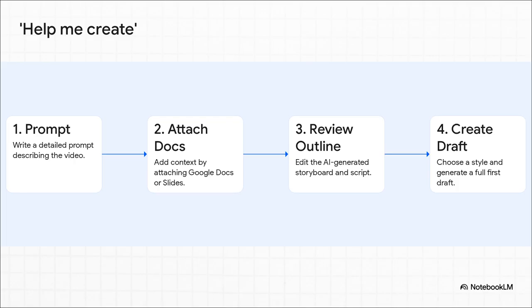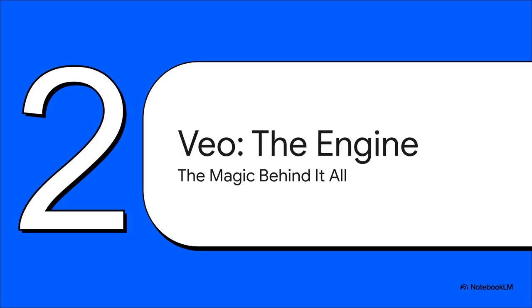So how do you actually use this thing to build a video? The most powerful feature by far is this Help Me Create workflow. You start with a simple prompt, and this is the really cool part, you can just attach a Google Doc or a slides presentation you already have. The AI reads it, generates a full storyboard and script for you, and then you just edit and approve it before it creates the entire first draft. It's incredibly efficient.